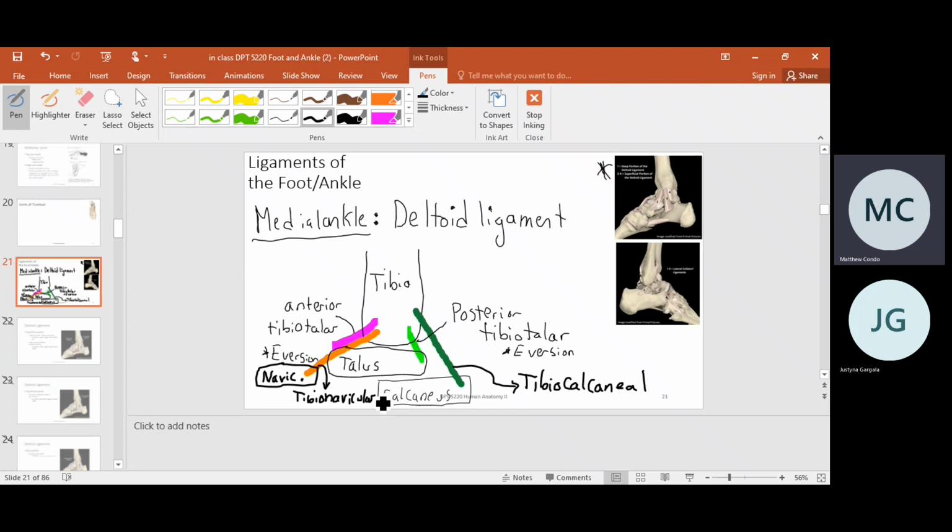All right, open chain, you can agree on it. Inversion, cool, right? Eversion, cool. Closed chain. Eversion, I'll try to get my foot on the ground. Inversion. And going in inversion there.